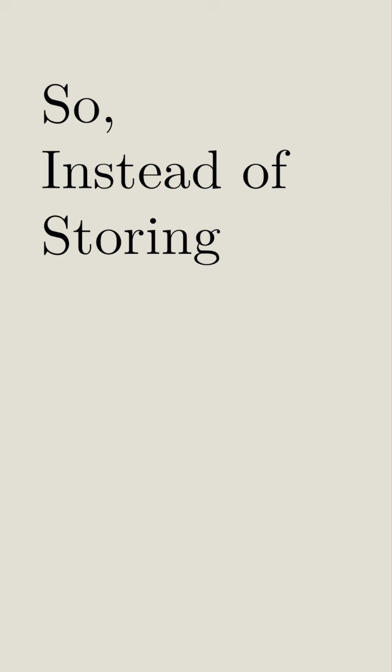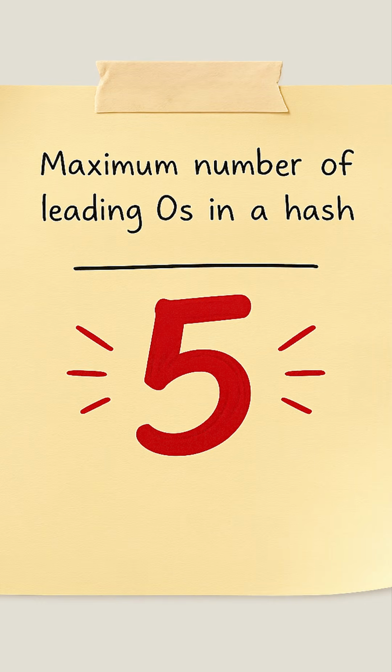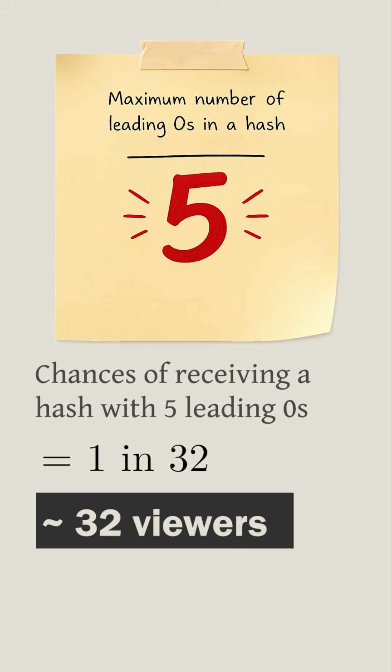So instead of storing millions of user IDs, what if we just keep track of the maximum number of leading zeros we've ever seen from a hash? If the longest streak of leading zeros we've ever encountered is 5, we know that we've likely seen a hash that only happens 1 in 32 times. That means we can estimate that we've had about 32 unique viewers.